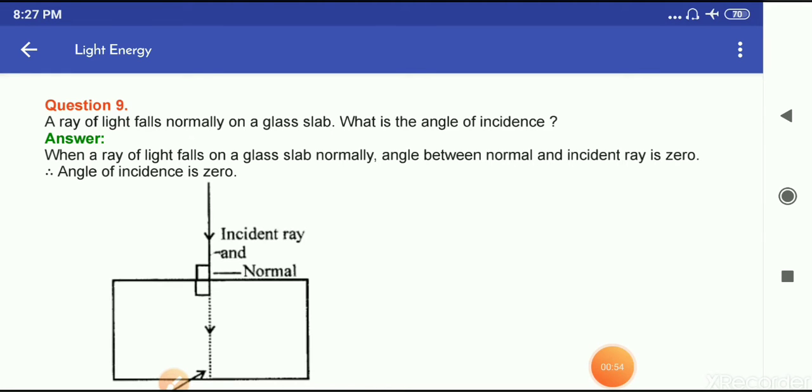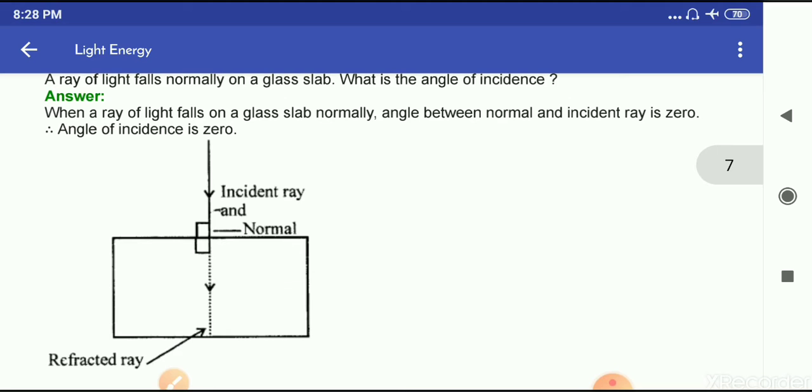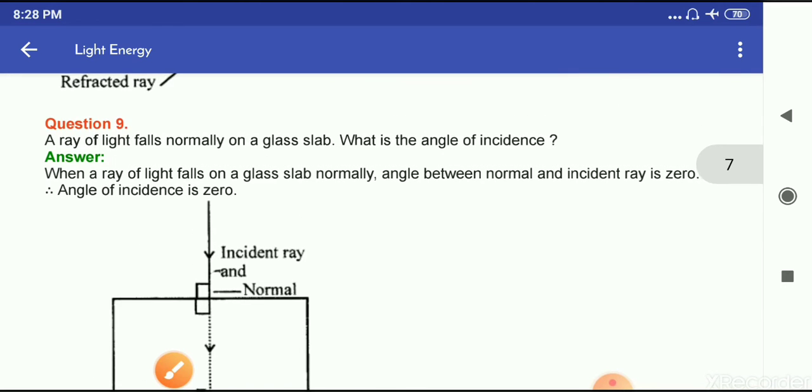Question number 9. A ray of light falls normally on a glass slab. What is the angle of incidence? So when a ray of light falls on a glass slab normally, the angle between the normal and the incident ray is 0. Therefore, the angle of incidence is 0. Okay, you can make this diagram also.